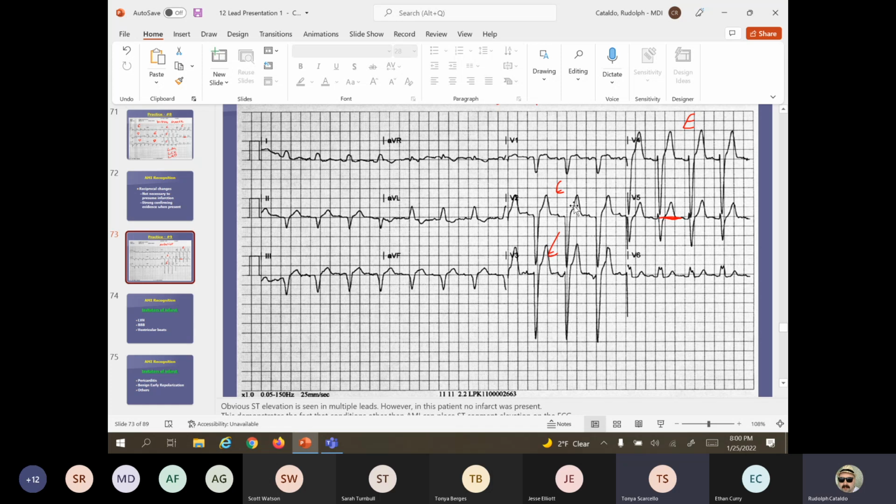Left. That is a left, absolutely. In the presence of a bundle branch block, you can have elevation, but it is not a true STEMI. It is an imposter. That's why you don't see any depression anywhere.